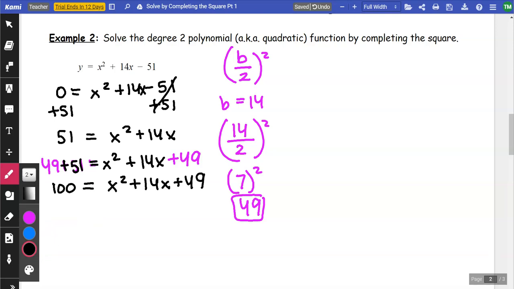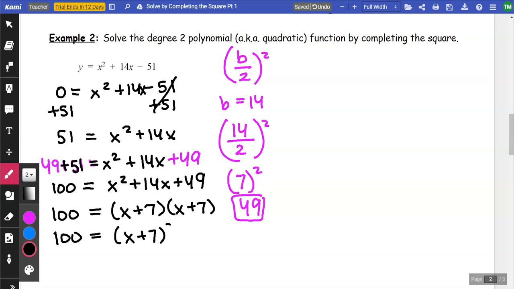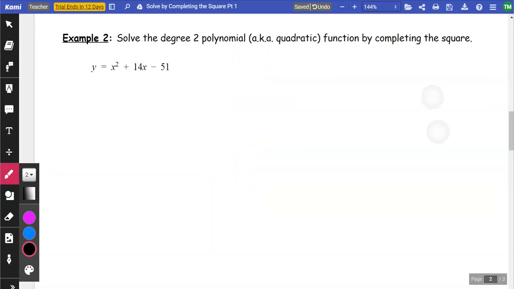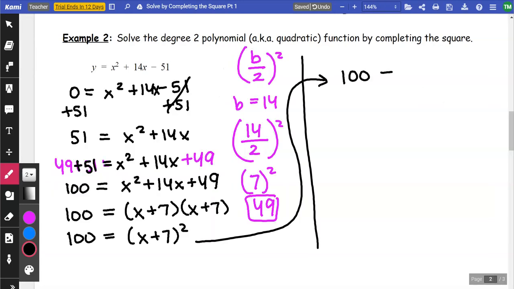And now we need to factor the right side. We actually already factored x squared plus 14x plus 49 in the previous problem, except this time it's equal to 100. So x plus 7 times x plus 7. I can rewrite that as a perfect square, x plus 7 squared. So now we're ready to solve. So 100 is equal to x plus 7 squared.